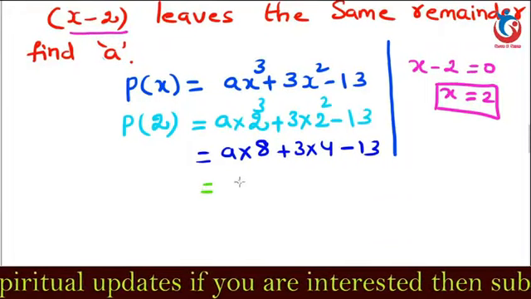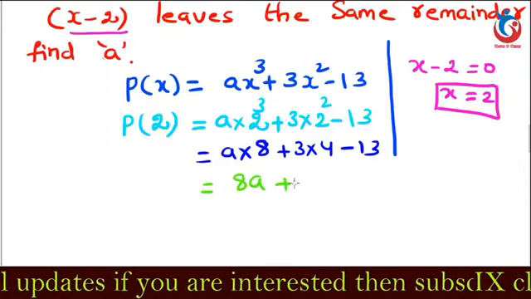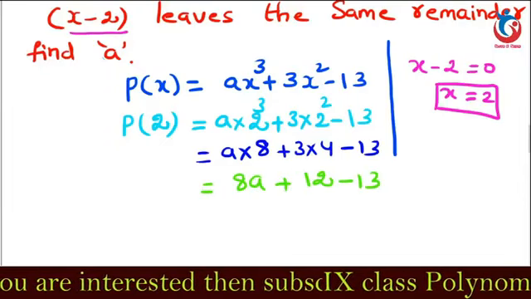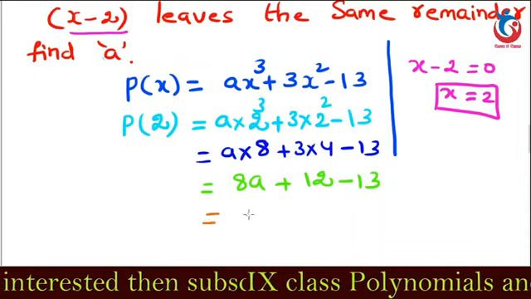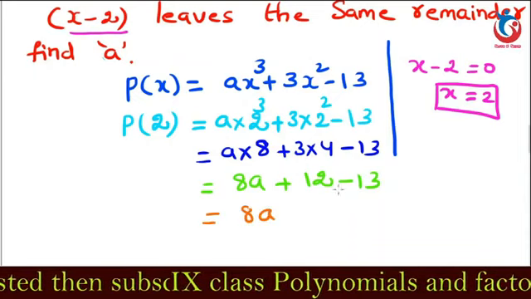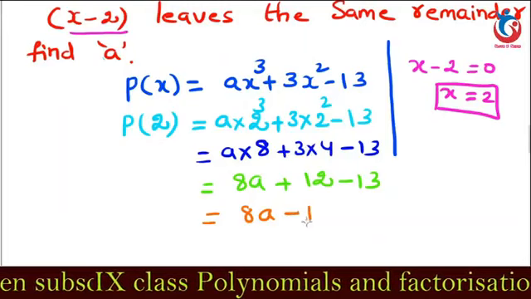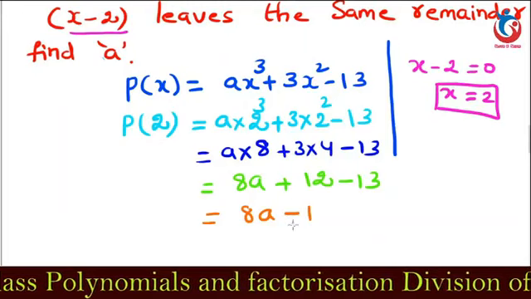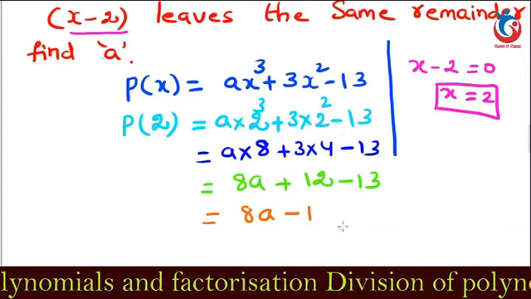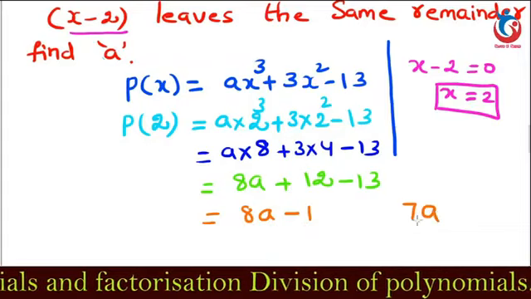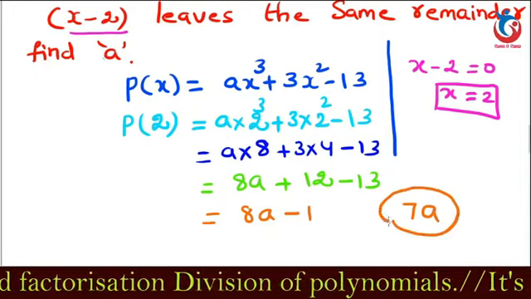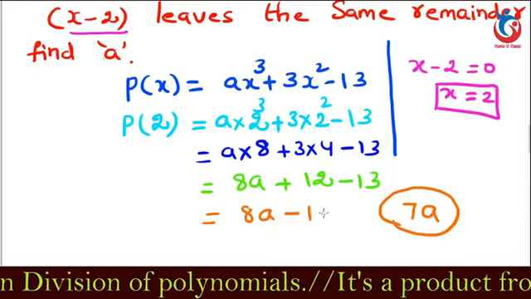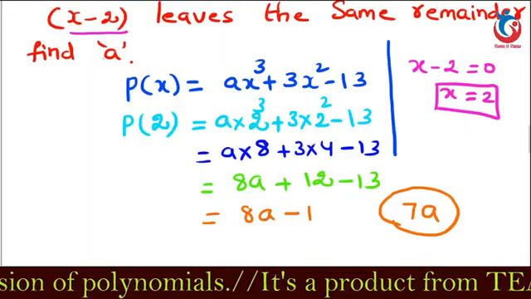That is 8a plus 3 into 4, 12, minus 13. Let us do some simplification. That is equal to 8a plus 12 minus 13, that is minus 1. Here some students will write 8a minus 1 as 7a. This is the biggest mistake done by so many students. Here we should not do that. Why?